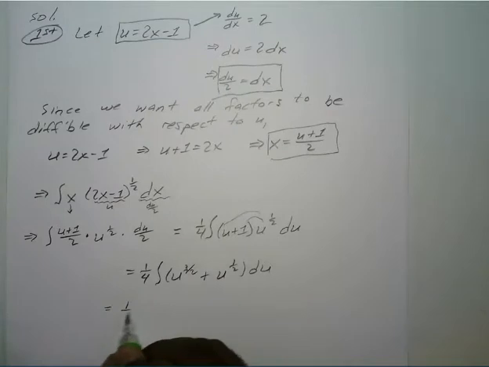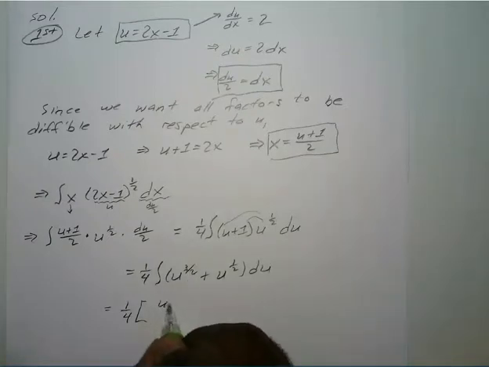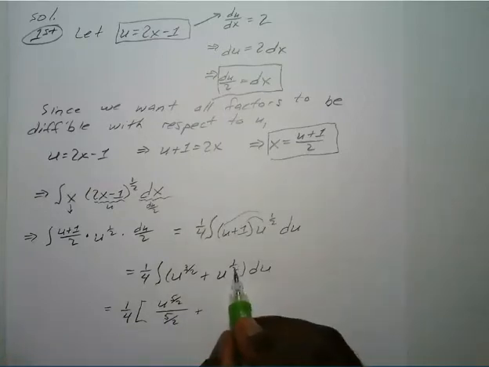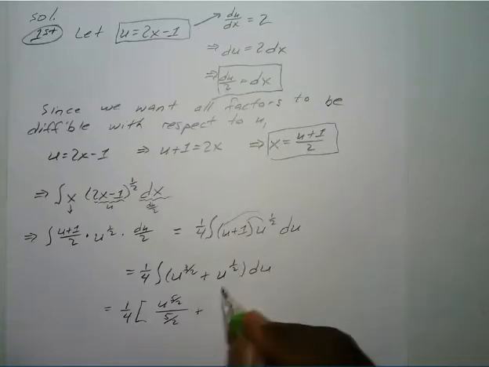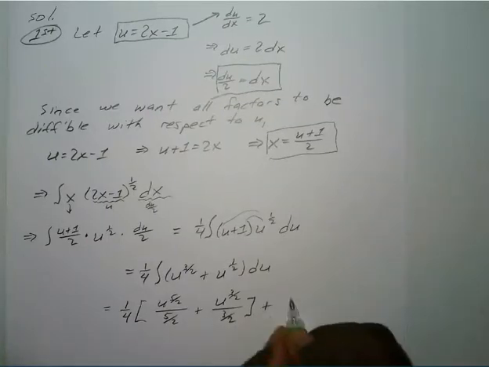Okay, so you have 1/4 times u to the 3/2 plus 1, which is just u to the 5/2, so u to the 5/2 over 5/2, plus u to the 1/2 power. Take that 1/2 plus 1, that's just 3/2. You have u to the 3/2 divided by 3/2, plus c.